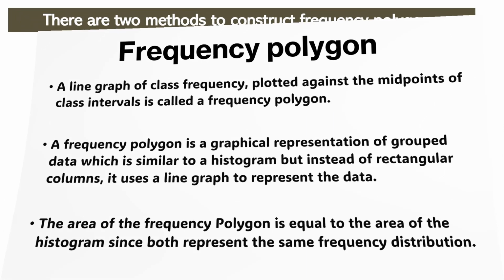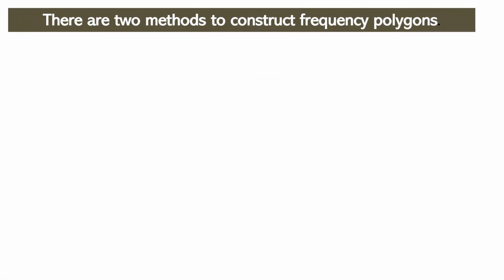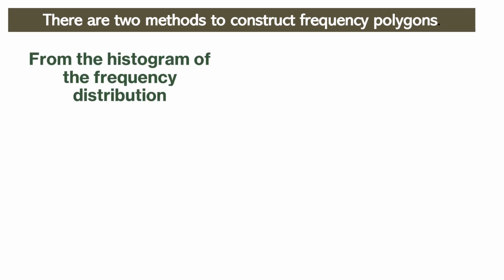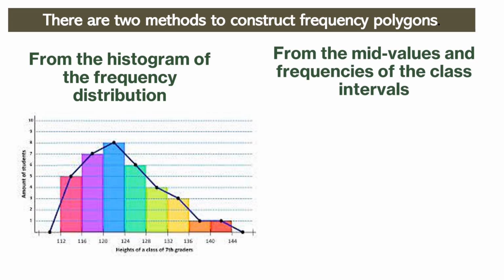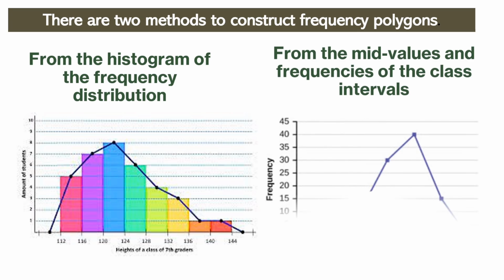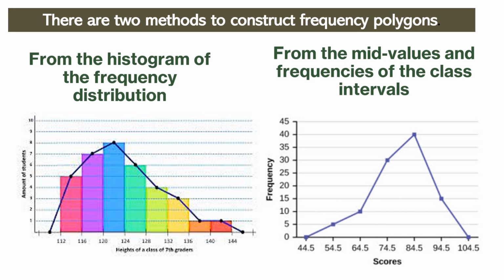Next, we are going to learn how to construct a frequency polygon. Children, there are two methods to construct frequency polygons. Method 1, from the histogram of the frequency distribution. The second, from the mid-values and the frequencies of the class intervals. In this lesson, I am going to teach you both in detail, step by step.